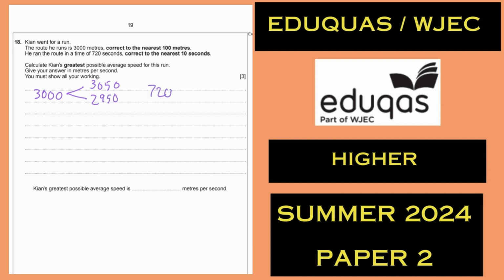Seconds is also continuous data, but this has been rounded to the nearest 10, so we're going to go up and down by 5. Calculate Kian's greatest possible average speed. Speed is distance divided by time.